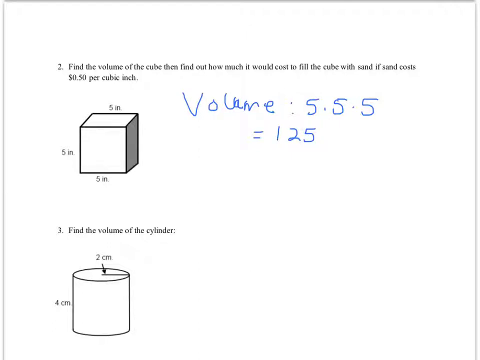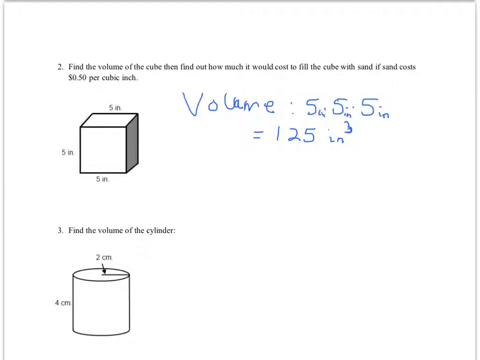But here's the deal. Let's make sure that we put the appropriate units on here. This is 5 inches by 5 inches by 5 inches. So it's going to be inches cubed, because inches times inches times inches is inches cubed.